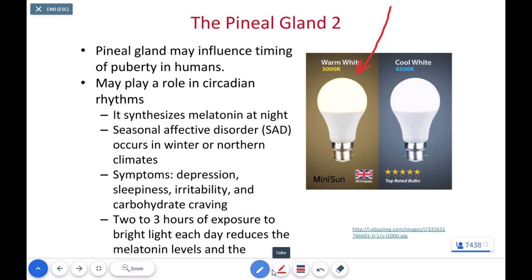Apparently my ability to annotate right now is going away. All right, it's gone. Let's try one more time.